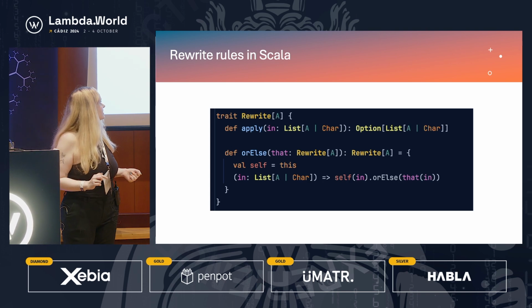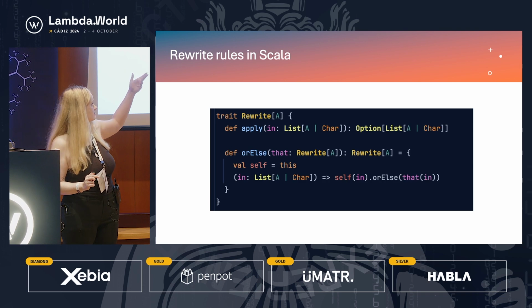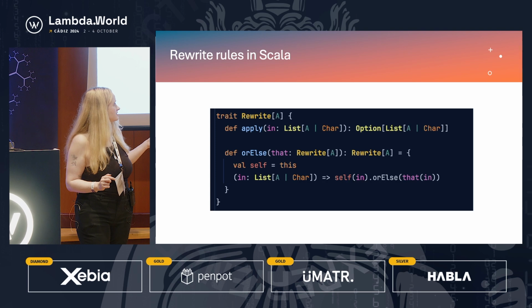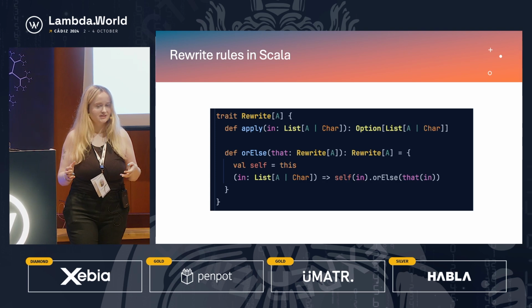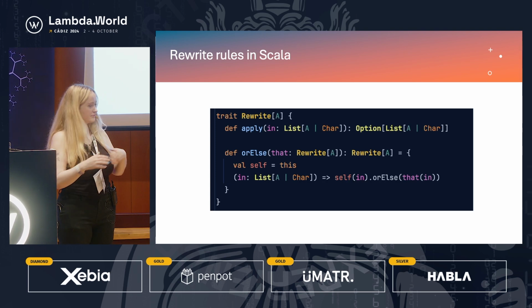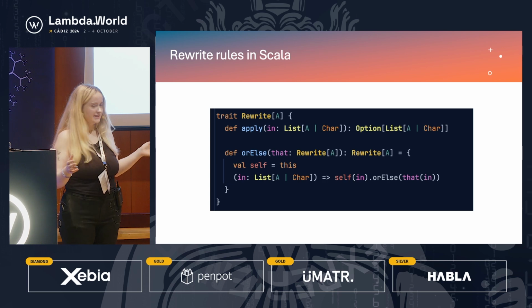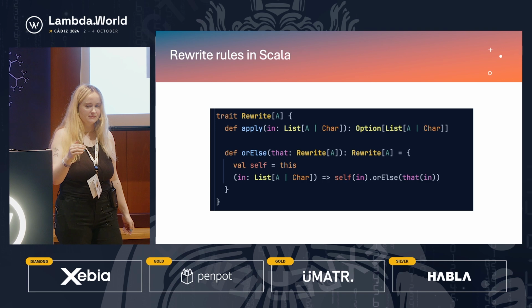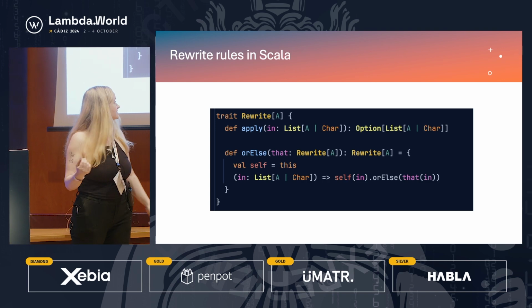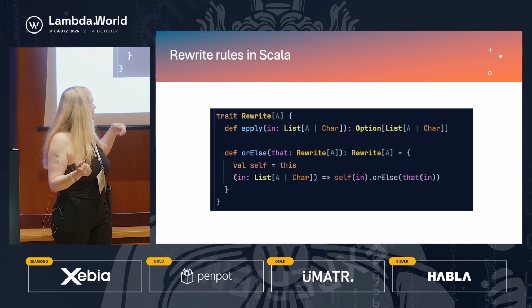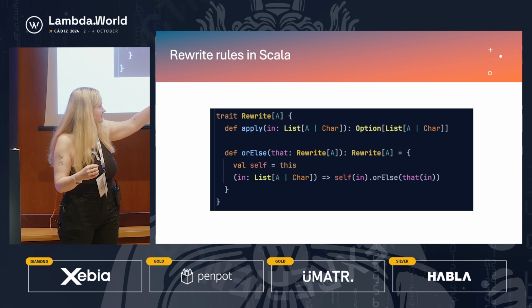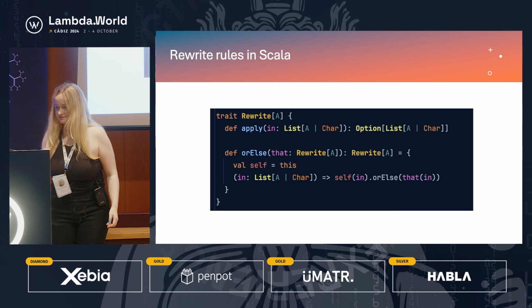So first of all, we're going to make a rewrite trait, which has an apply method, which takes an input list of the type that we saw before, and then it's going to return an option. So if the rule matches, it will return Some with the rewritten text inside of it, and if it doesn't, it will have None. And then also, because we're not just going to have one rule, we need to have some way of combining several rules. So we're going to have an orElse method, which will be able to chain several rules, and then if that rule doesn't match, it will check the next one, and so forth.